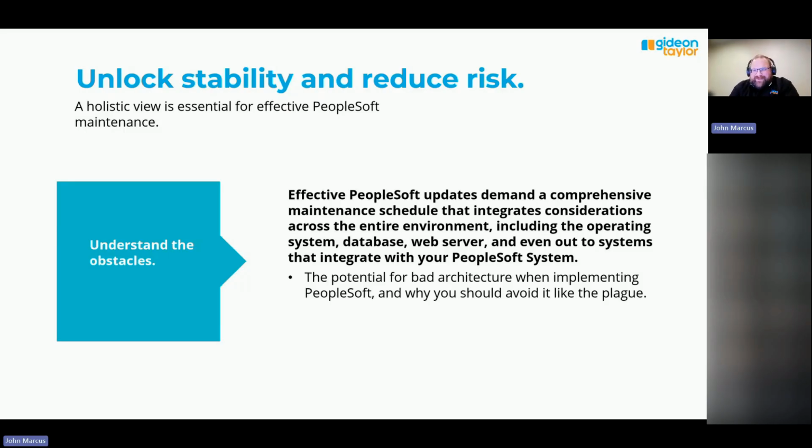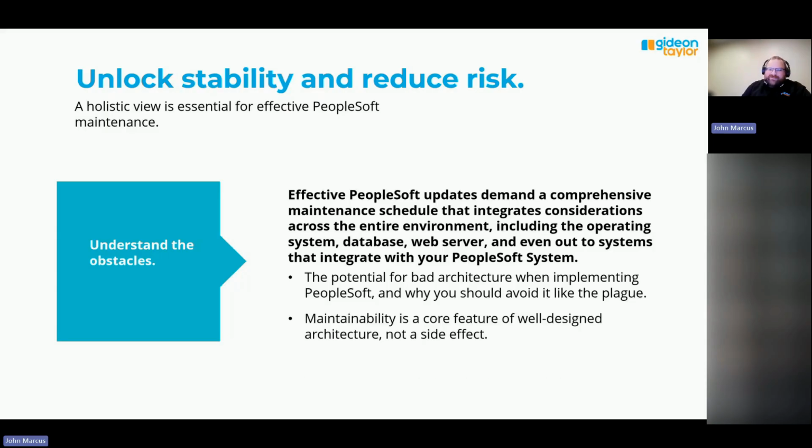Bad architecture is the leading cause of maintenance not getting done in a system, in my opinion anyway. Bad architecture makes PeopleSoft maintenance messy, dangerous, and to some extent, inefficient, and just painful for everybody involved. To really optimize your maintenance effort, you have to optimize your architecture.